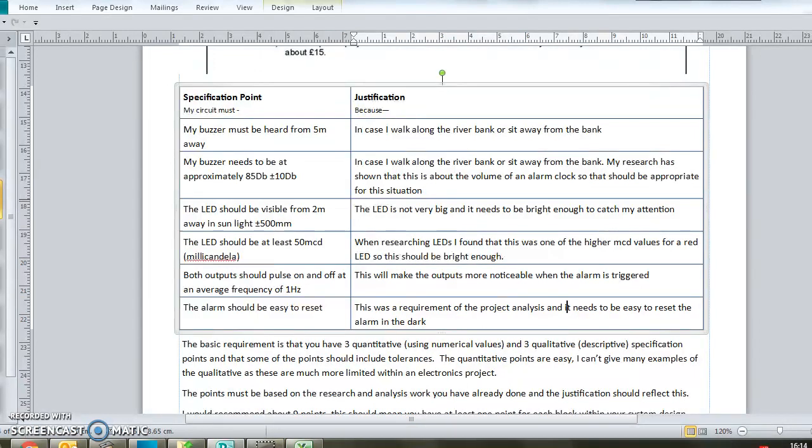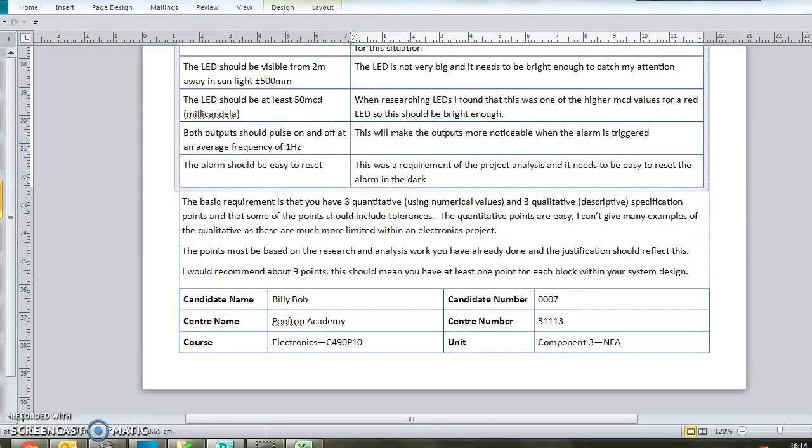That's good. So this is basically what you're trying to do with your specifications. So basic requirement, you have 3 quantitative, 3 qualitative. Some of the points should include tolerances. Quantitative are easy. I can give many examples of the quantitative. I can't give many examples of the qualitative, as these are much more limited with an electronics product.